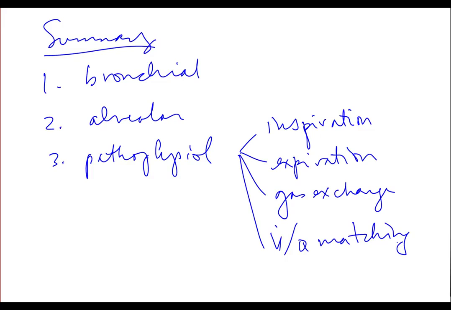We want to talk about how mismatching is seen most commonly with shunting in consolidations. And the last thing we want to be able to do is talk about the regulation of ventilation and be able to discuss the specific instance of giving oxygen to patients with COPD in acute failure. That brings us to the end of this talk.